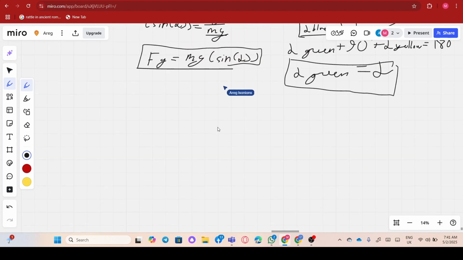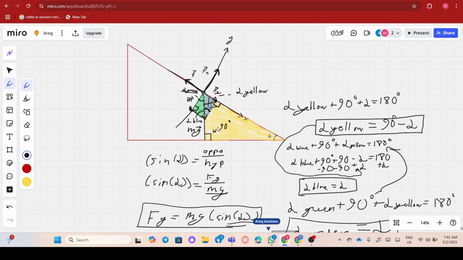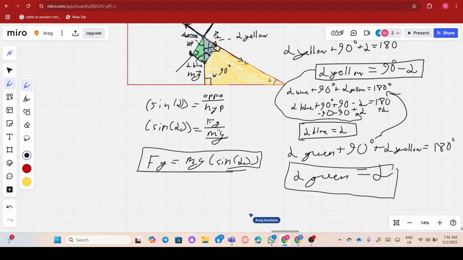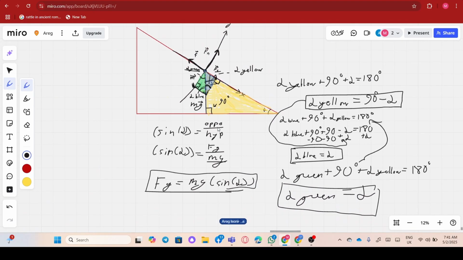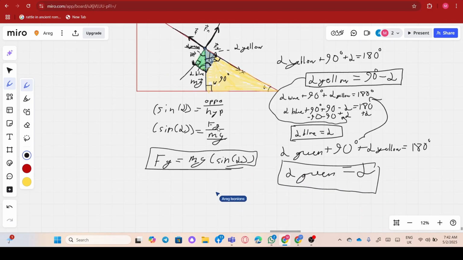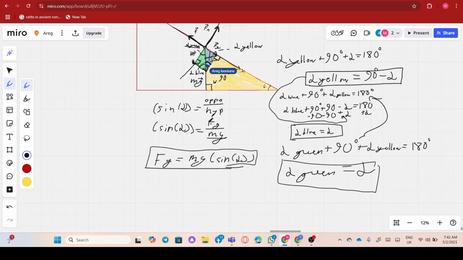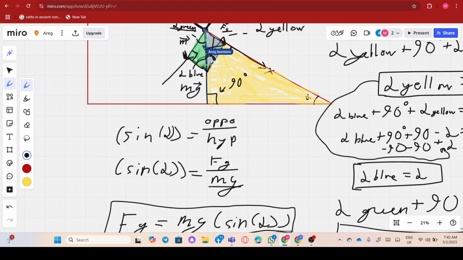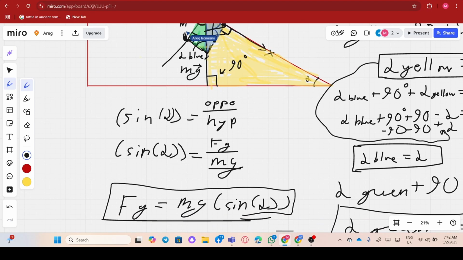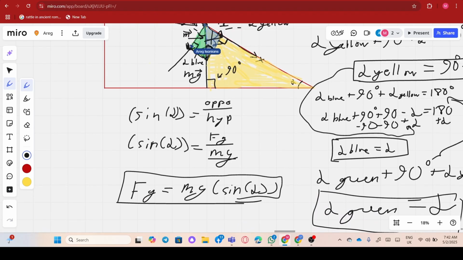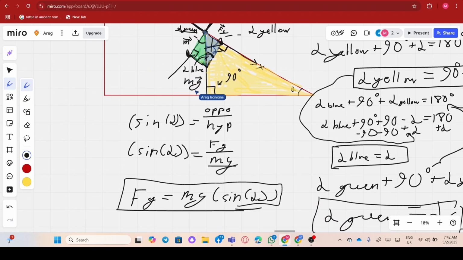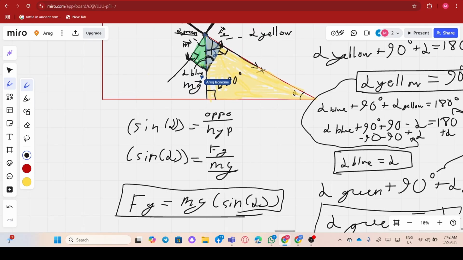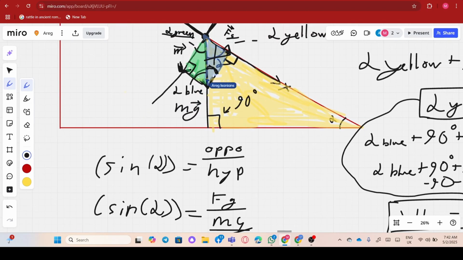Okay. Now let's understand how we can find the normal force, Fn. Yeah, so to find Fn, we're going to use cosine alpha, since again, which triangle are we using? The green triangle. Okay. So to find it, we're going to use the hypotenuse and the adjacent.